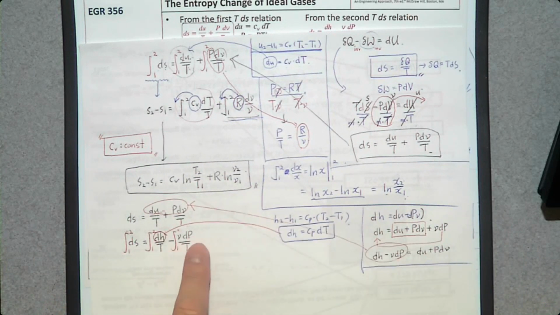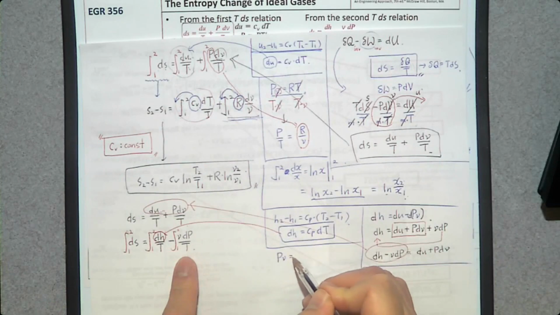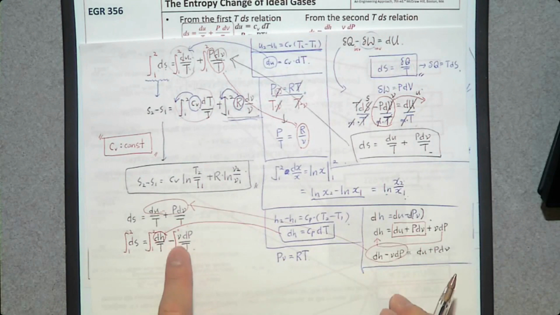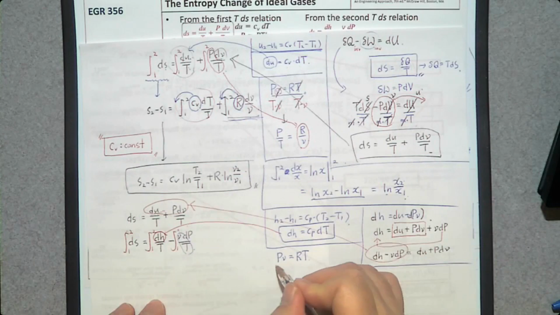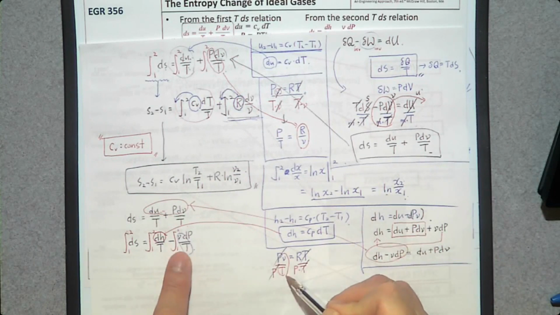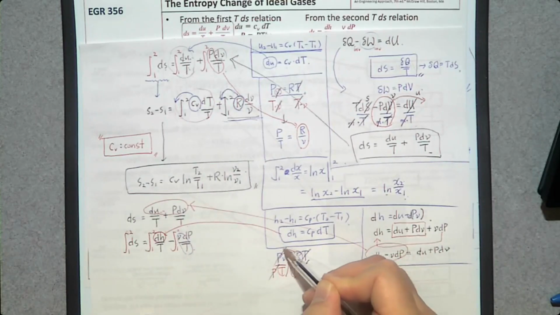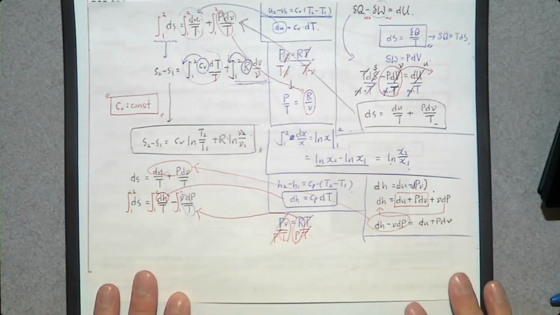What about this V dP over T? We can use the ideal gas equation one more time. PV is RT. Then V over T can be found by dividing by temperature T, and let's divide by pressure P. Then the P and T go away. So V over T is R over P. So this R over P is going to replace V over T.